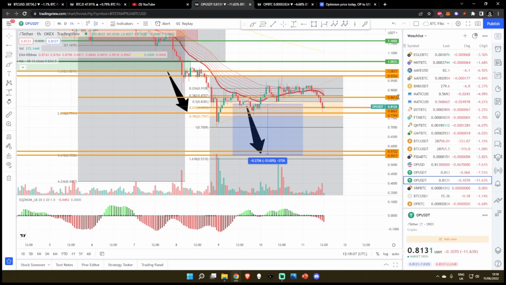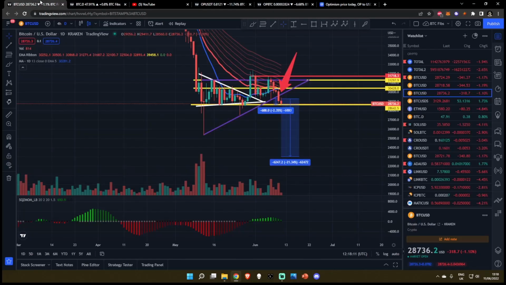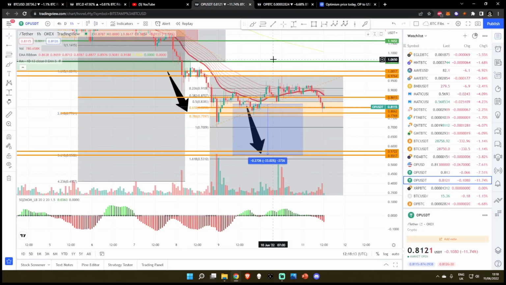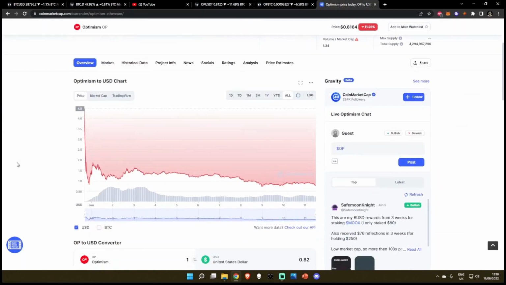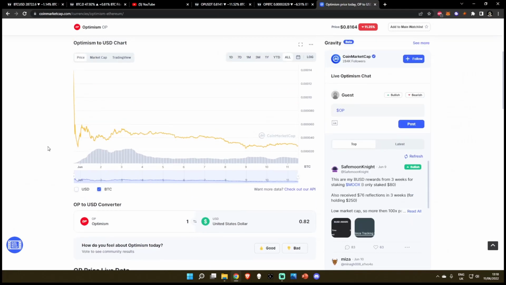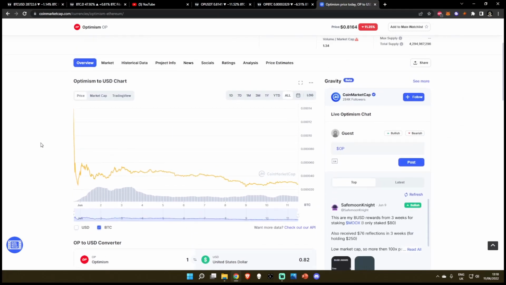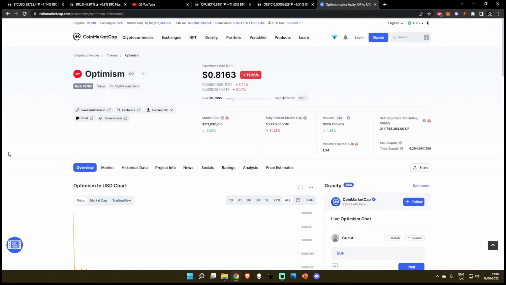The charts look like garbage. We have to accept it for what it is. The Bitcoin dominance is going up, Bitcoin is going down. This just means that the altcoins are going to get wrecked against their Bitcoin pair. So be very, very cautious. OP, this is another chart you can check for OP against BTC. But this is how Optimism is performing against Bitcoin. This does not look bullish to me. So in my opinion, a lot lower is where we are going to be heading for OP.